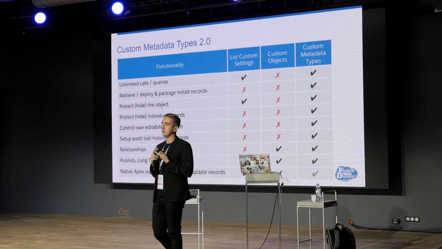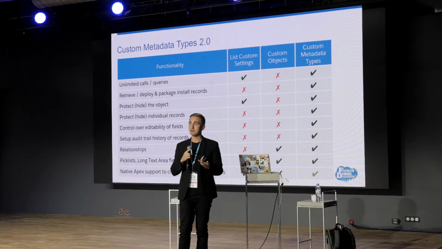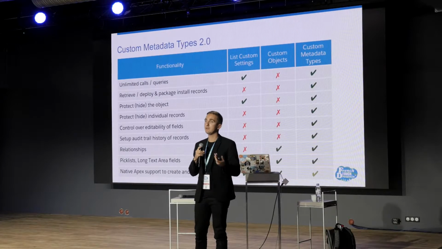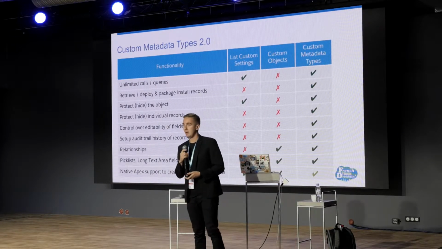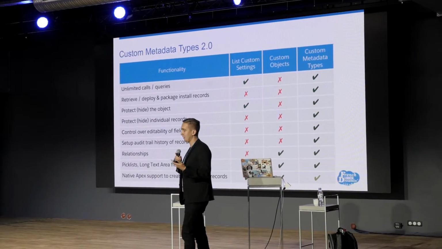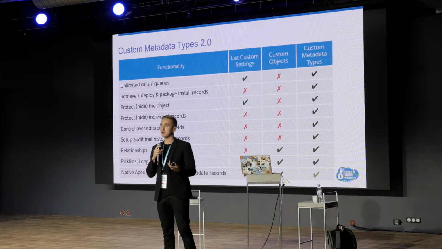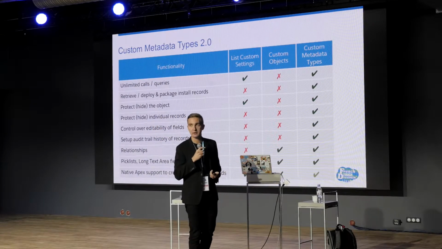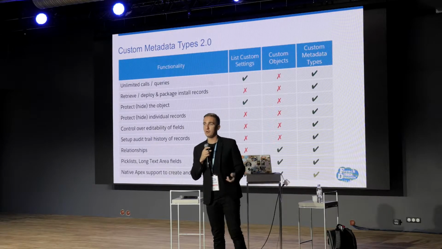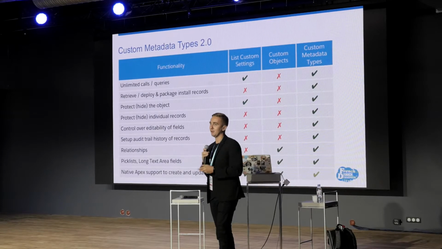And also, custom metadata types provide you a pretty comprehensive set of fields. We support relationship fields, we support big lists, long text areas. None of those are supported for custom settings, and probably they will not be supported for custom settings. And recently we introduced native support in Apex, so now you can update your records directly from Apex. No more callbacks, no more libraries to work around it. You can do it directly from Apex.